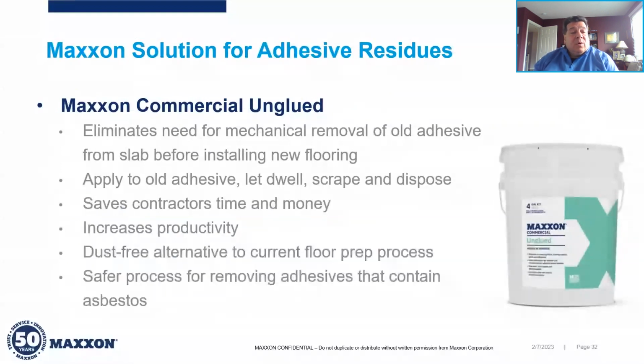Maxxon Unglued is a product that's used to remove adhesive residue from a concrete or wood slab without the necessity of mechanical tooling. Basically, you're going to apply this material over the old adhesive. You're going to let it dwell for a period of time. Usually the normal dwell period is between 2 and 4 hours. It's going to absorb into the adhesive, and it's going to cause the polymers in that adhesive to swell. And that's what's going to compromise the bond enough to allow you to get underneath it with a basic razor scraper and remove it from the surface.